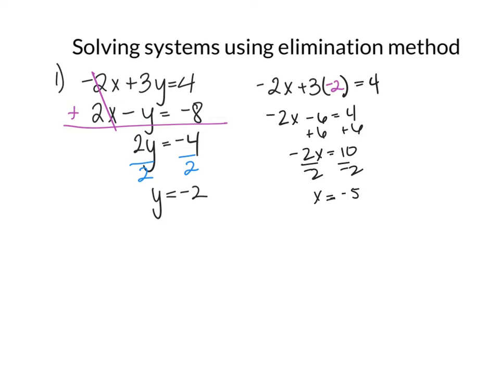X is negative 5. When we write the solution of a system of equations, we always write it as an ordered pair, parentheses, negative 5, comma, negative 2. It's always x, comma, y. If the variables are different than x and y, we put it in alphabetical order. Okay, so that's our solution to the system. And if you plugged it in, it should work for the second equation as well.